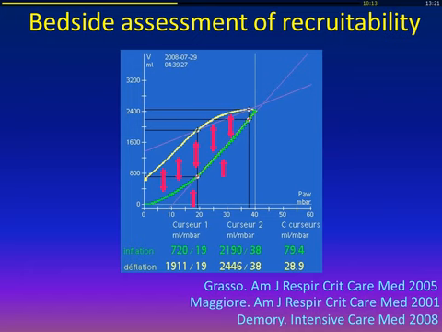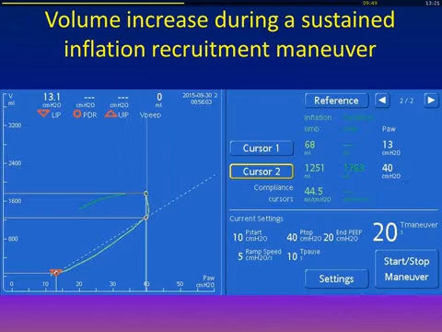And then we may look at the hysteresis, which is a surface between inflation and deflation. To do this, we put a cursor at 20 centimeters of water and measure the volume difference between deflation and inflation. And here we read that the volume difference is 1,300 milliliters, very high, meaning that this patient has a high potential of recruitment. So I think we should perform a recruitment maneuver on this patient.